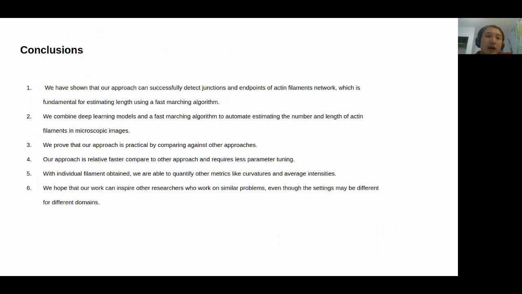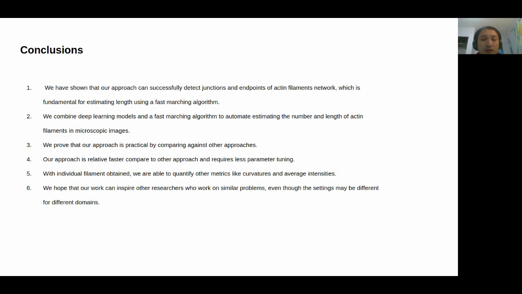Conclusions. We have shown that our approach can successfully detect junctions and endpoints of actin filament networks, which is fundamental for estimating length using a fast marching algorithm. We combine deep learning models and a fast marching algorithm to automate estimating the number and length of the actin filaments in microscopic images. We proved that our approach is practical by comparing against other approaches. Our approach is relatively faster compared to other approaches and requires less parameter tuning.